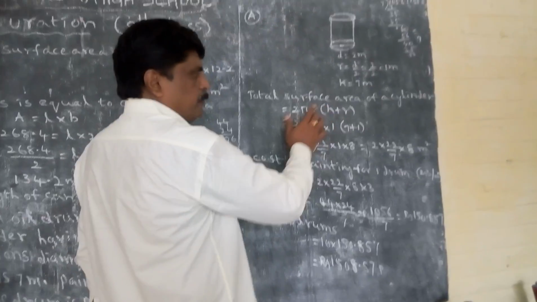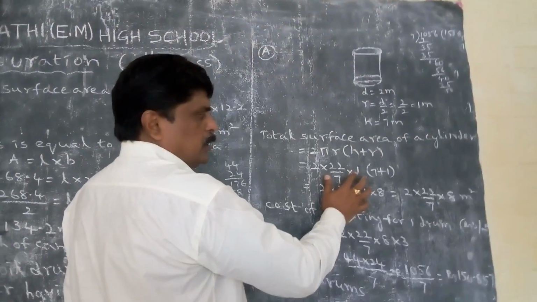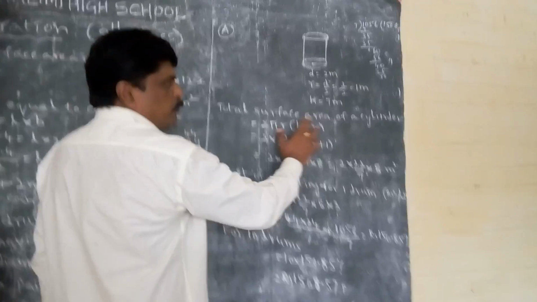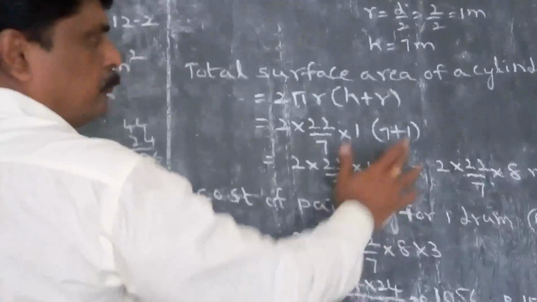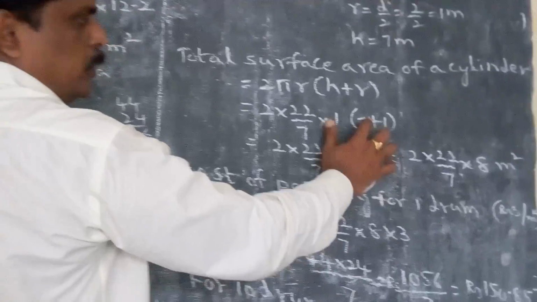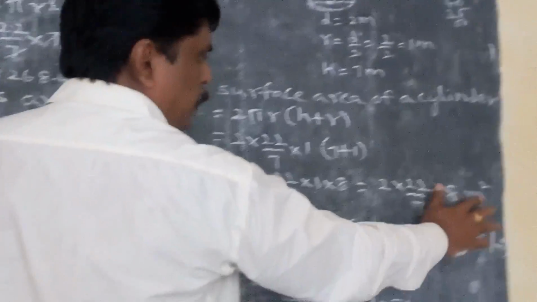Total surface area of a cylinder is 2 pi r into h plus r. Here 2 into pi value 22/7 into r value 1, into h value 7 plus r value 1. So 2 into 22/7 into 1 into 7 plus 1, which is 8. So 1 times 8 is 8. So 2 into 22/7 into 8 meters square.